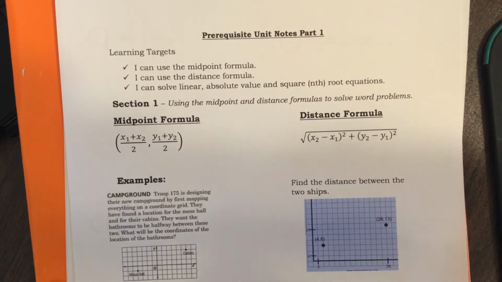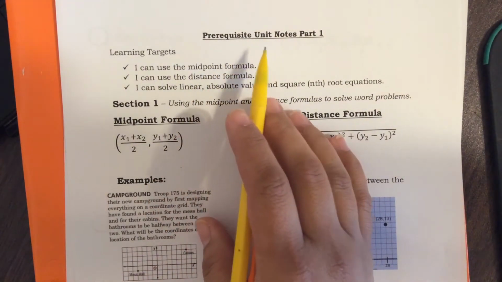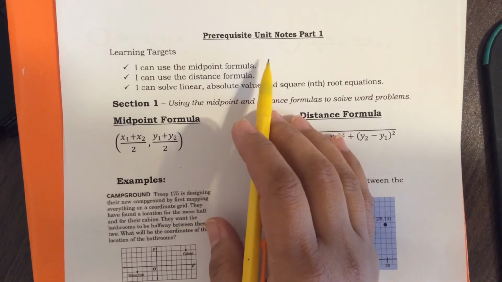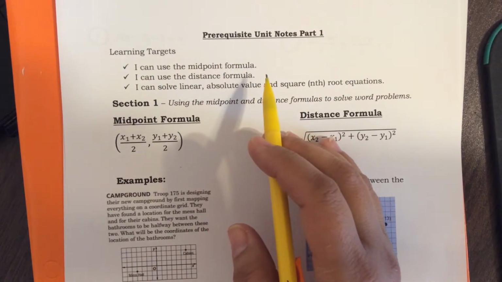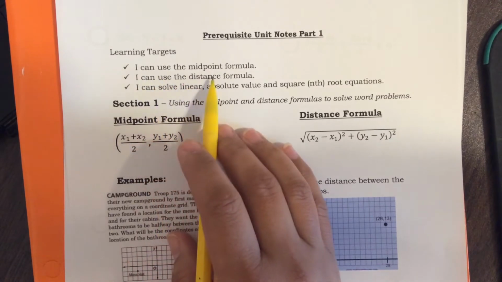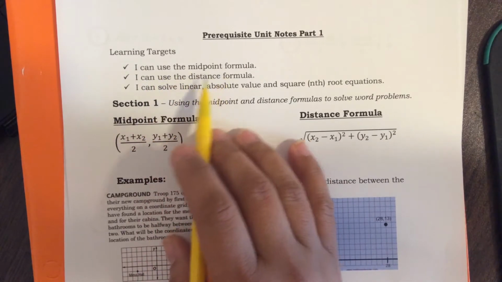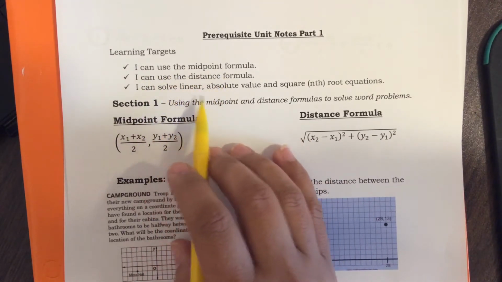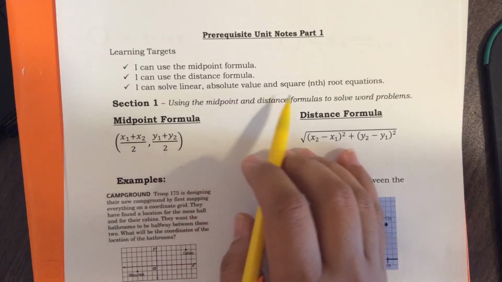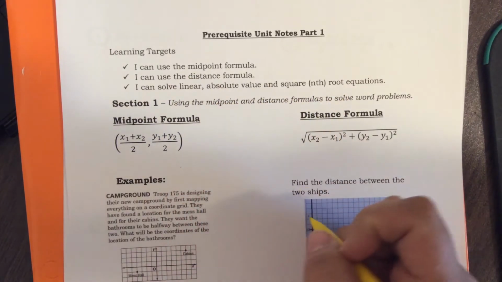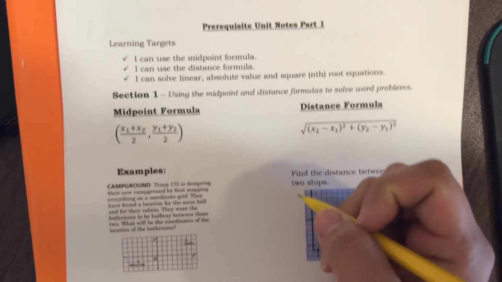Today we're going to start with the prerequisite unit. So that's before we even start with unit 1 for pre-calc. We're going to use the midpoint formula and the distance formula, and then we're going to solve linear, absolute value, and square root or nth root equations. So we're going to begin with the midpoint formula.